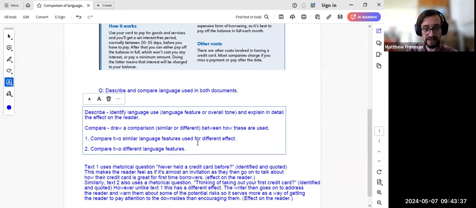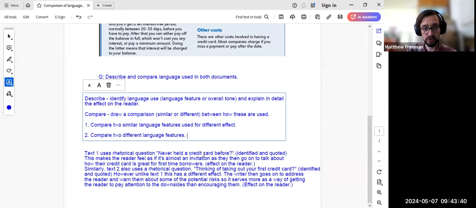Okay, so there we go. That is broadly speaking how you approach that. You identify the language feature or the tone of the piece. You explain the effects on the reader. You draw an explicit comparison, so you either say, similarly, text 2 also uses, or however, text 2 uses different language features or a different tone, and give that. And then you make a second comparison where you're comparing how the effect is similar or different. So you've essentially got two pieces of comparison working together here. And that is broadly speaking how you approach that question.